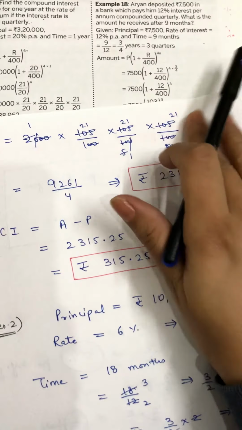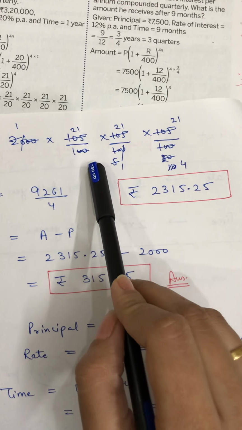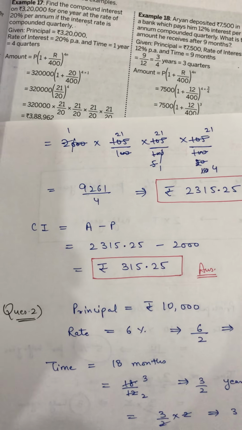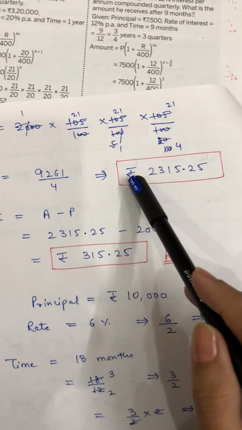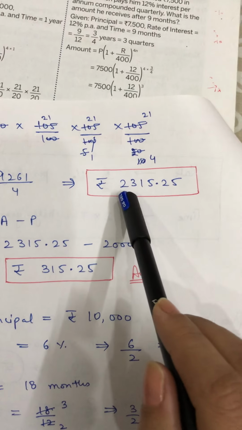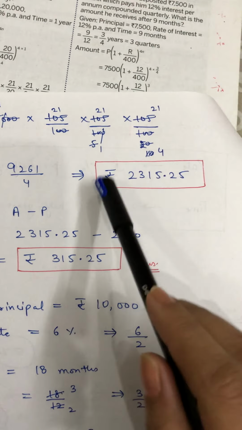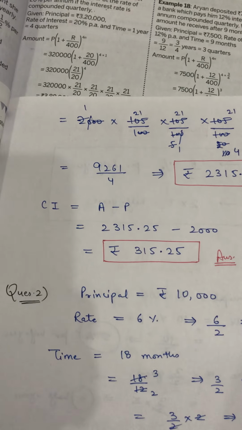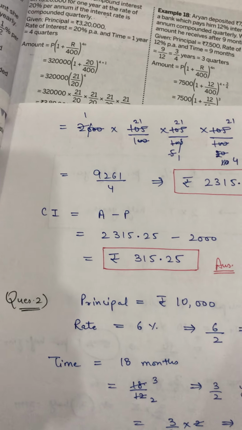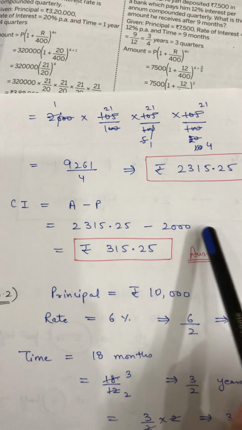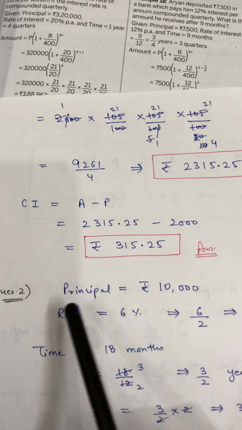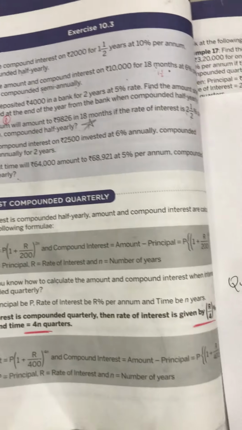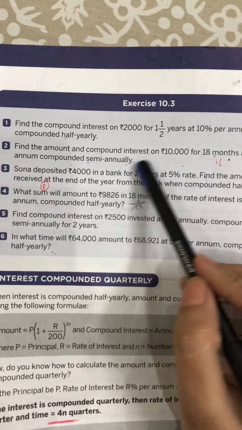So this is the principal. Now open the fraction: 105 upon 100, 105 upon 100, 105 upon 100. Cancel the terms, whichever you can cancel using the 2 table or 5 table. Now after division, your answer is 2315.25 rupees. Compound interest is equal to amount minus principal, which we did in the first exercise. Put the amount value, and the principal is given in the statement. Now subtract and the answer is rupees 315.25. This is the answer. In this way you have to follow the same steps in all the questions.